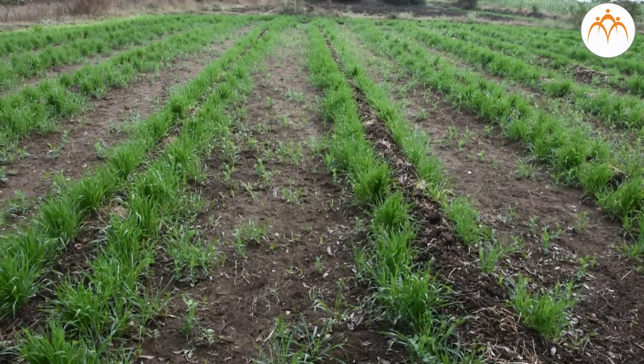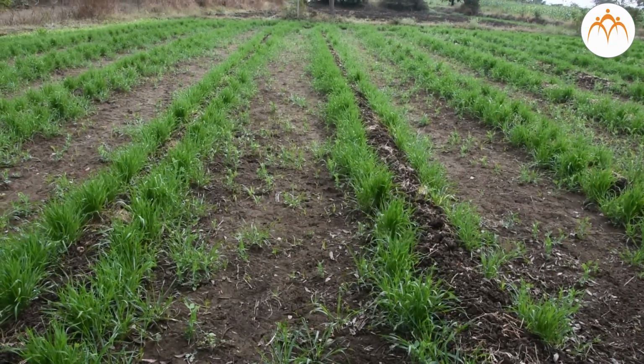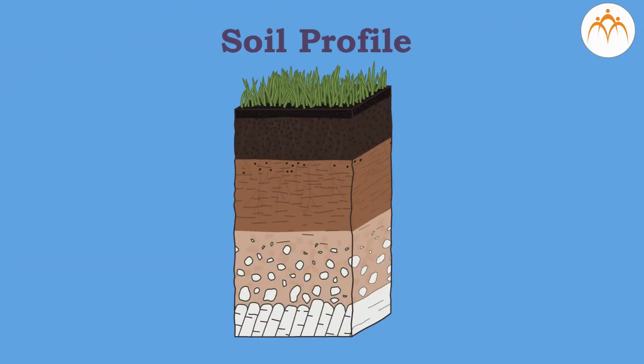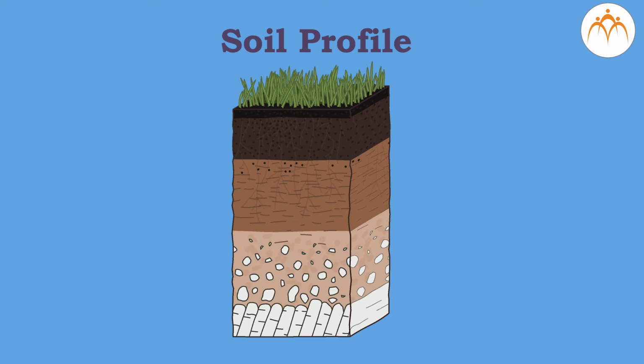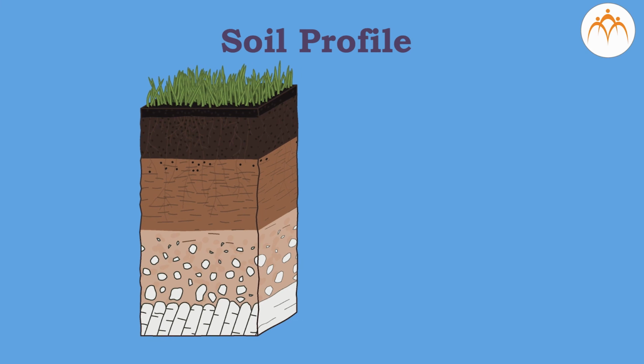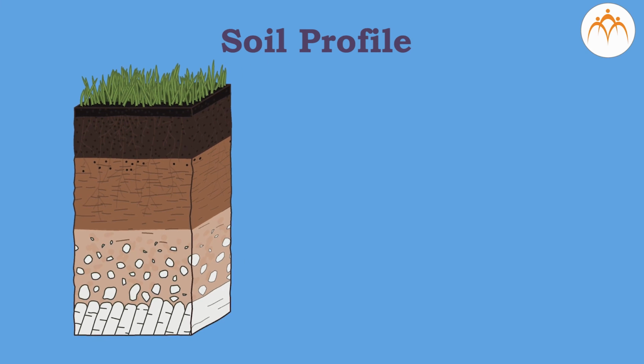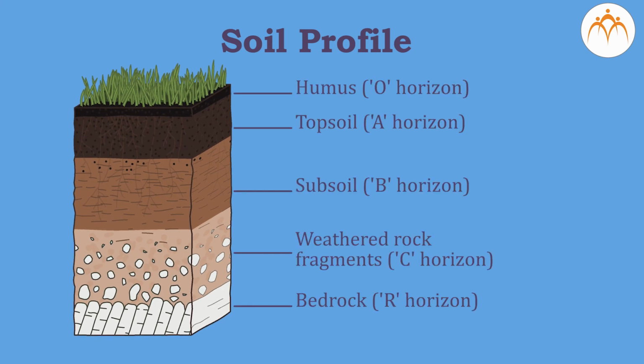Summary: soil is a very valuable natural resource. Most of the living things depend on soil for their survival. The vertical section of soil from the topmost humus to the hard bedrock is called soil profile. There are 5 main layers of soil profile: humus, topsoil, subsoil, weathered rock fragments and bedrock.